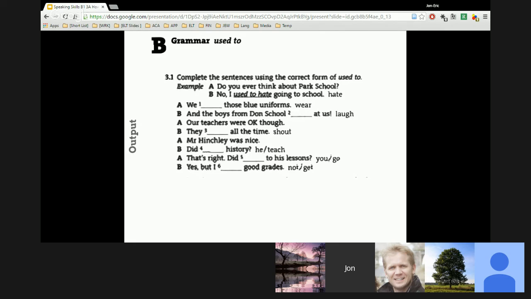Go ahead, Anna. A number 5. That's right. Did... Remember, this is a conversation, so the last thing that happened was Mr. Hinckley was nice, did he used to teach history? That was the last thing we said. So the conversation continues from that. Did he used to teach history? That's right.